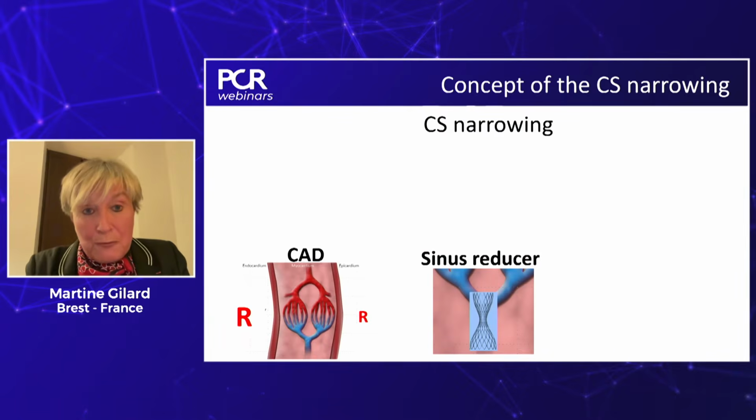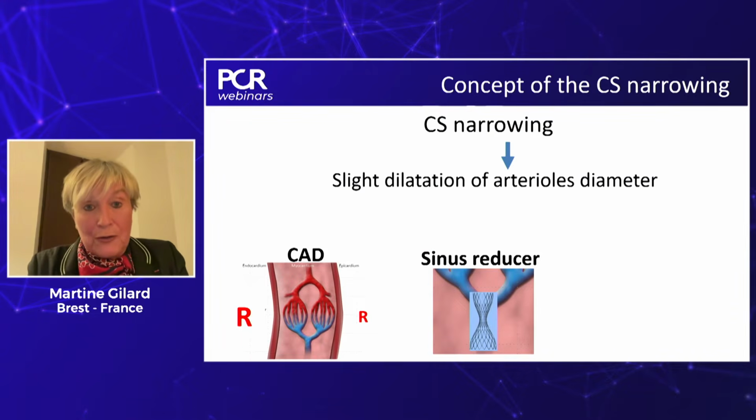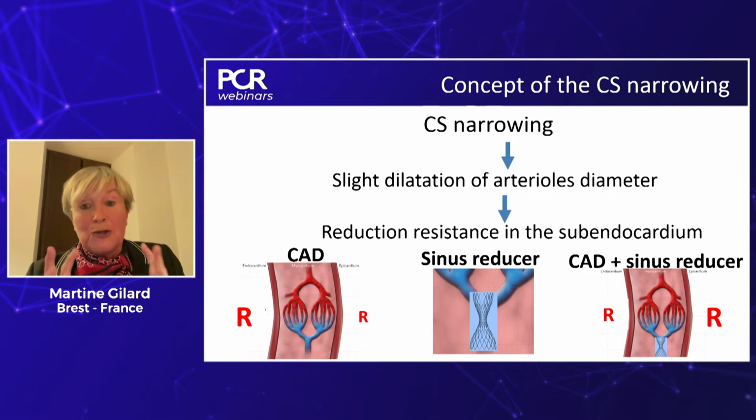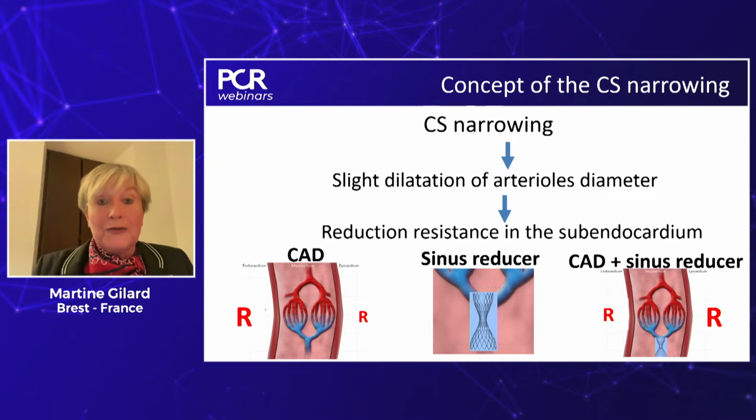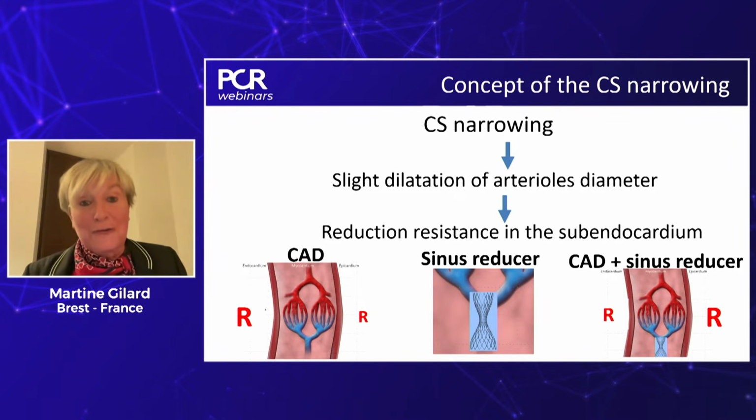When you perform a coronary sinus narrowing, you have a slight dilatation of the diameter of the arterioles, and by this way you can invert the resistance and improve the vascularization of the subendocardial layers. So it's very, very important.